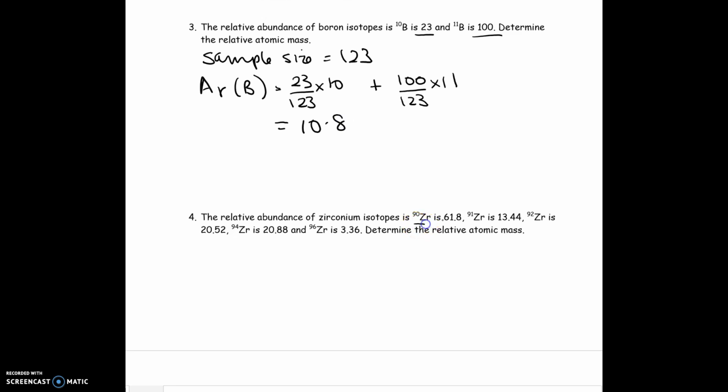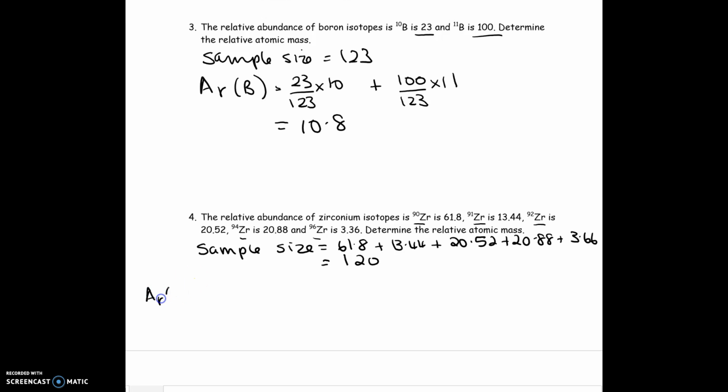We've got 1, 2, 3, 4, 5 isotopes of zirconium. We need to work out the sample size by adding up the amounts. And you can see here we have 61.8, 13.44, 20.52, 20.88, add 3.66, and this comes out to be a sample size of 120.